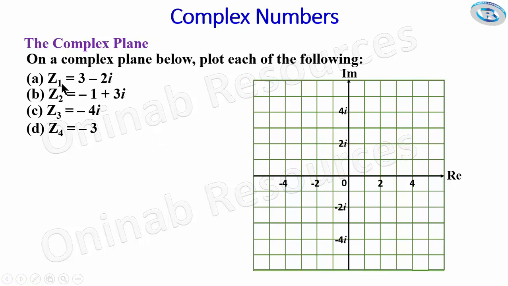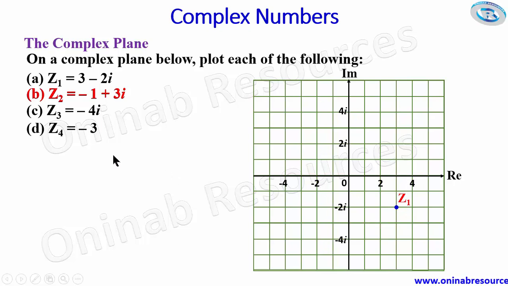Starting from A, we have the real part to be 3 and the imaginary part to be -2i. So here, on the real part, this is 3. This is the line where the real part is 3. Then for the imaginary part, we have -2i. Here is the line where the imaginary part is -2i. Their point of intersection is this, and that will represent our z1. So that is the point for z1 on the complex plane.